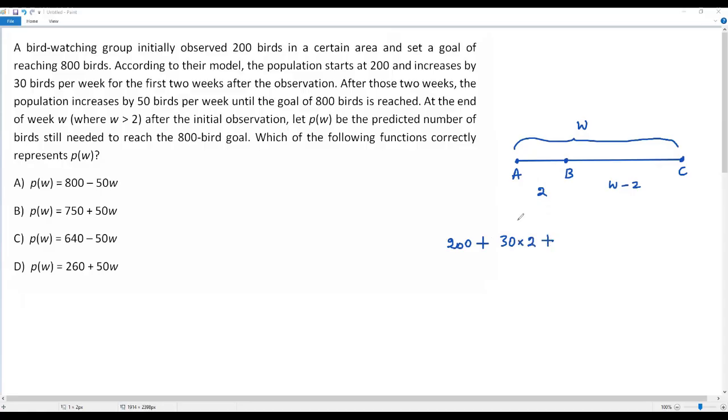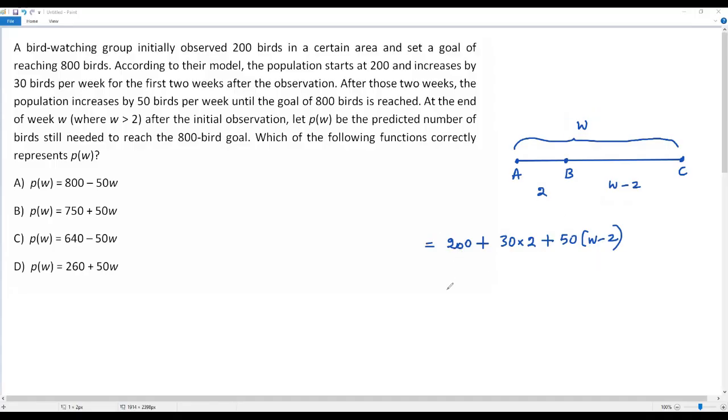Apart from the first 2 weeks, the population increases by 50 birds per week until the goal of 800 birds is reached. Now, to get the number of birds observed in this W minus 2 number of weeks, we have to multiply the number of birds observed per week by the number of weeks. Then we get 50 times W minus 2. So this gives the total number of birds observed in W weeks.